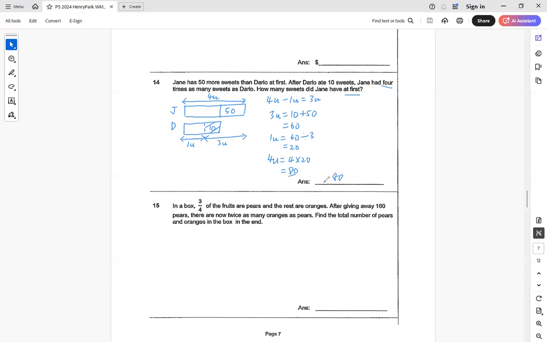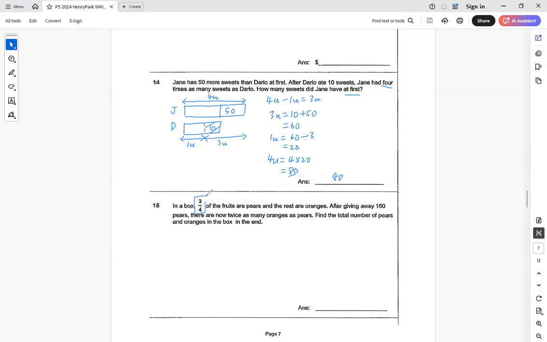Okay, question 15. In a box, 3/4 of the fruits are pears and the rest are oranges. After giving away 160 pears, there are now twice as many oranges as pears. Find the total number of pears and oranges in the box in the end. So let's look at this.